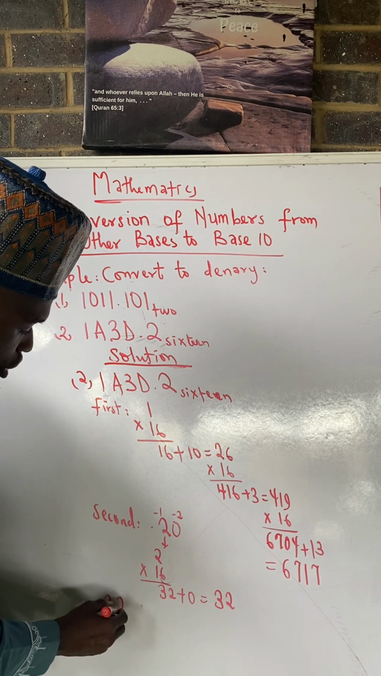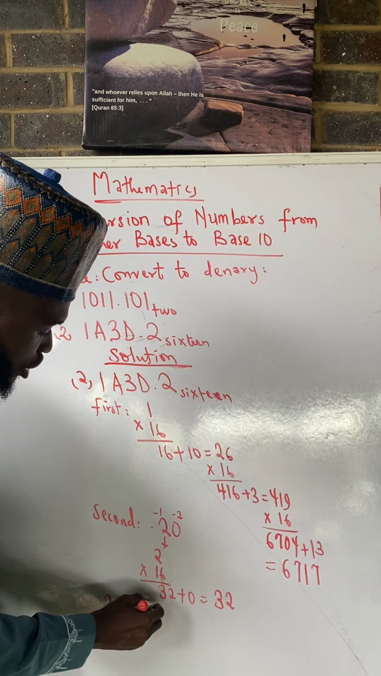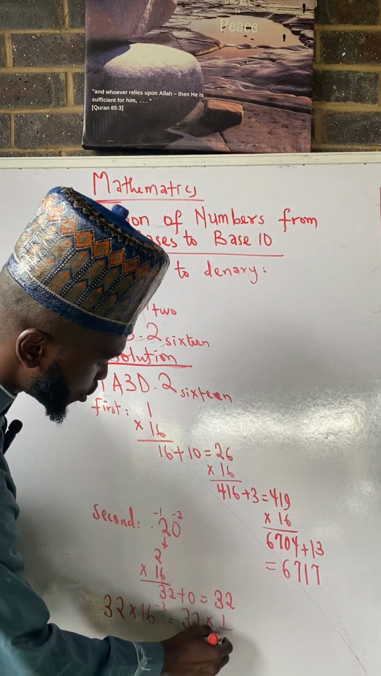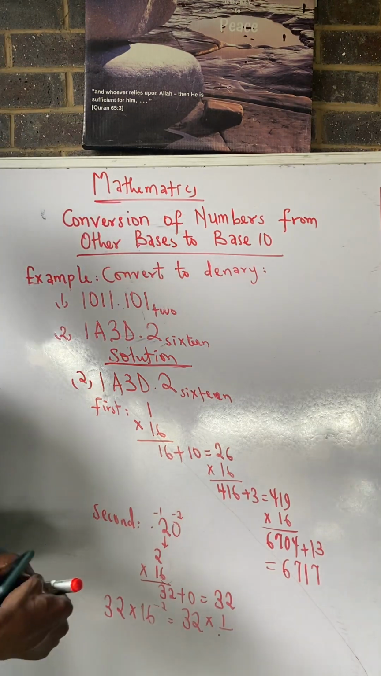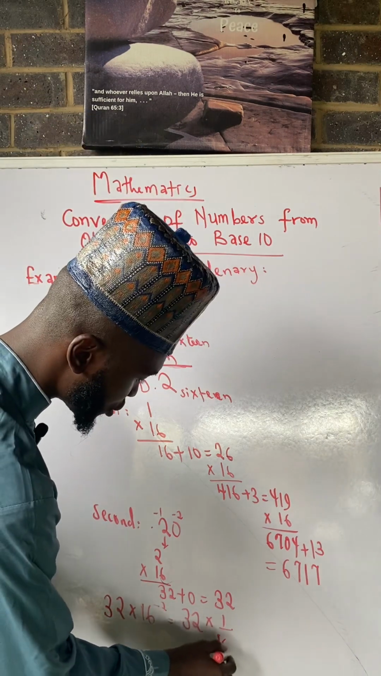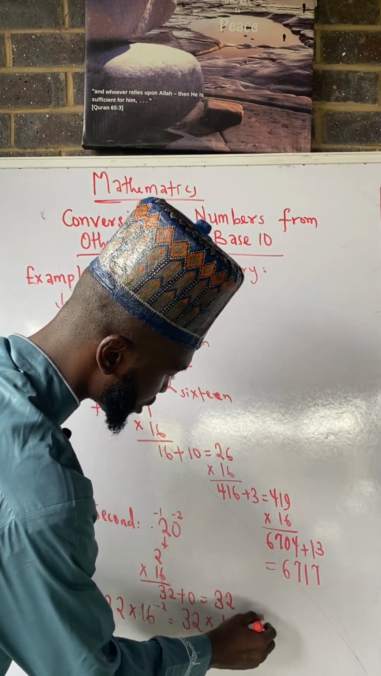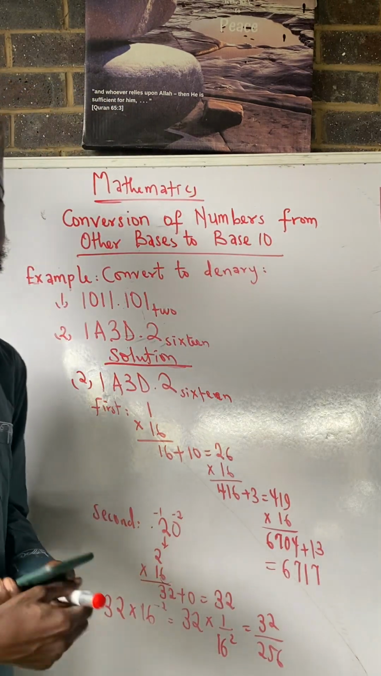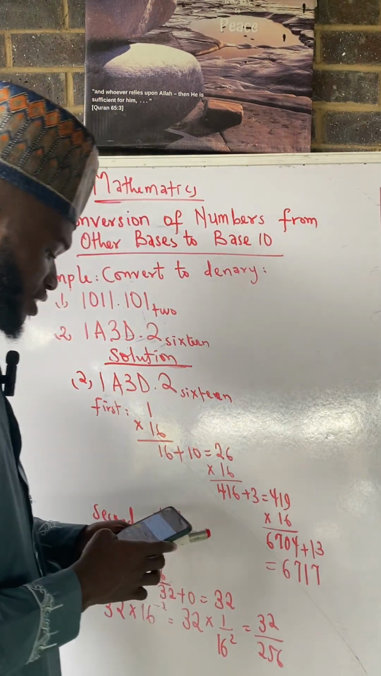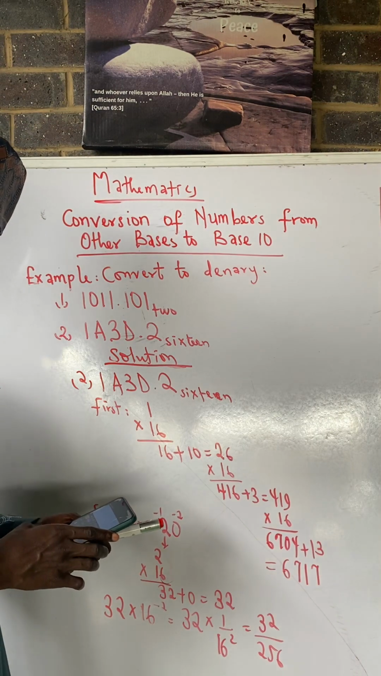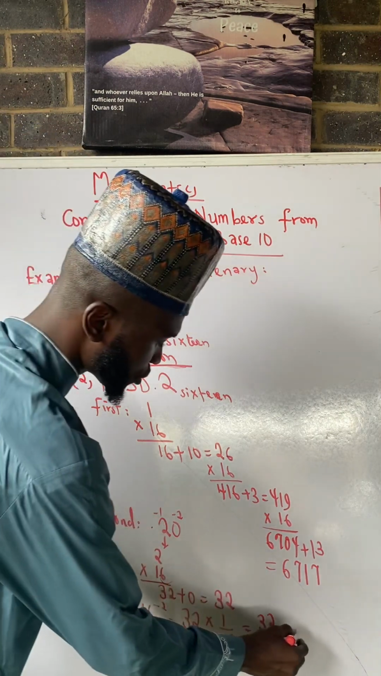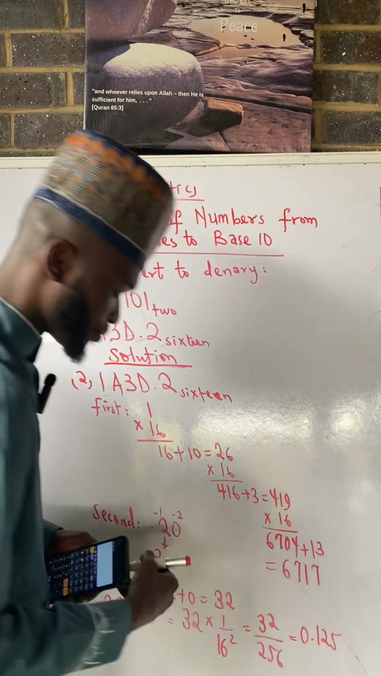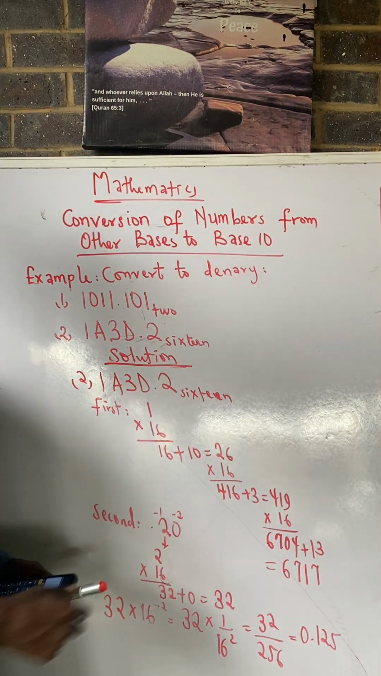That's 32 times 16 raised to power minus 2. That's 32 times 1 all over 16 raised to power 2. 16 raised to the power of 2, which is 32 all over 256. Let's divide 32 by 256. 32 divided by 256. That gives us 0.125. This is the answer for our decimal part.